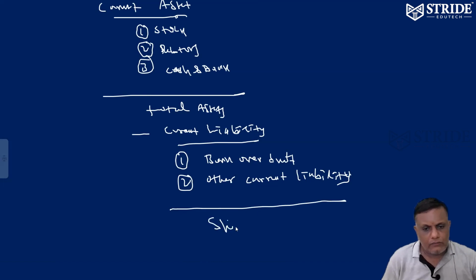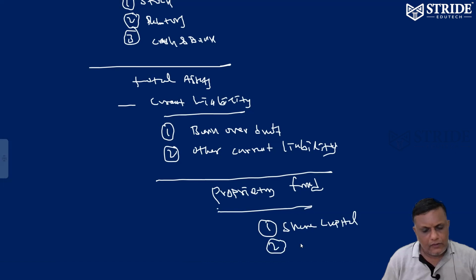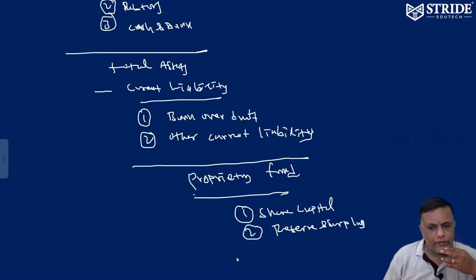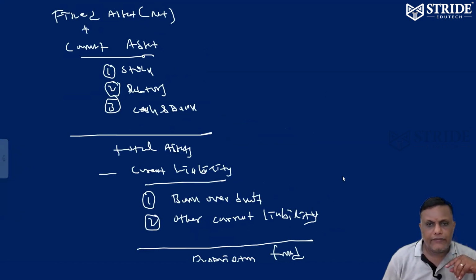Balance is equal to proprietor fund or shareholder fund or net worth. Balance is equal to proprietor fund, that is number 1, share capital, number 2, reserves and surplus. That's it. So this is statement of proprietor fund. Let's fill one by one slowly.